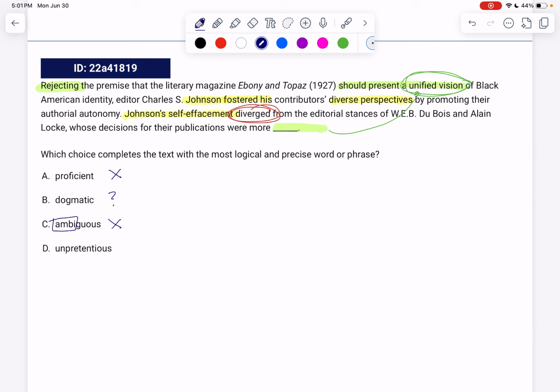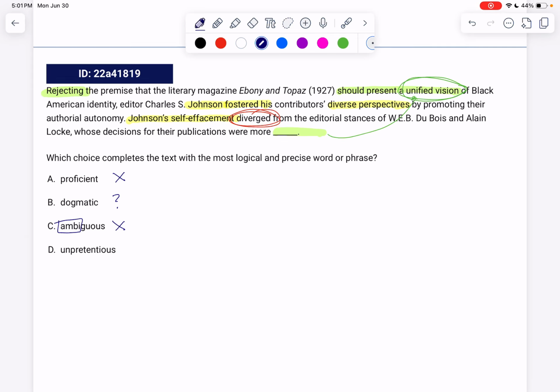And then we have unpretentious. Maybe we know what this one means? I think so. Unpretentious means not pretending, right? It means you're just kind of the way you are. You're not putting on airs or trying to be fancy at all. And again, here we're looking for unified vision, and that doesn't match our anticipation.